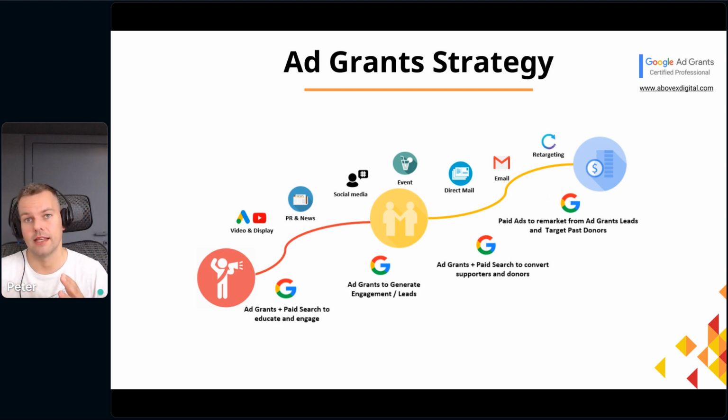And then in the last stage, the blue one, as you can see here, ad grants is no longer here, right? Because with ad grants, we cannot do retargeting. And at this stage, we need to reach out to those people who you have a relationship with, and that's called retargeting. And for that, we need to use a commercial account.